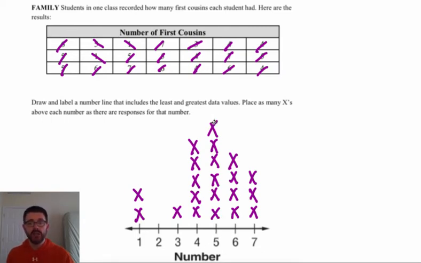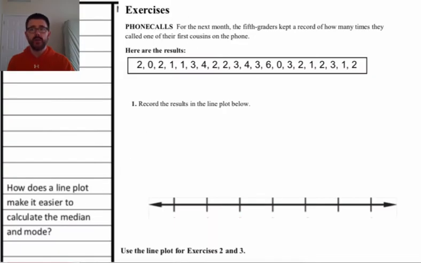It's the tallest column. So you can very easily see some different things about your data once it's in a graph or in a line plot like this, as opposed to just a random set of data in your table. So let's try another one.